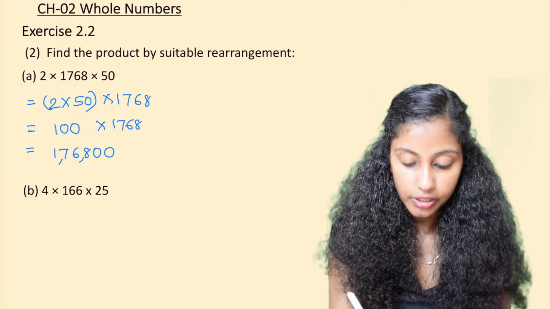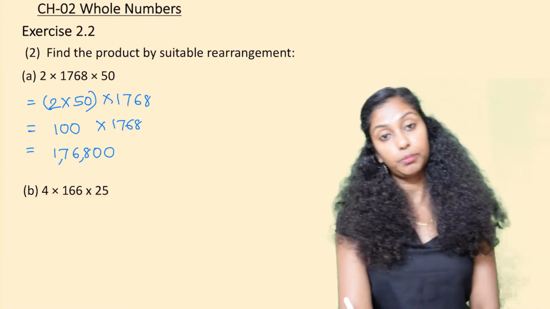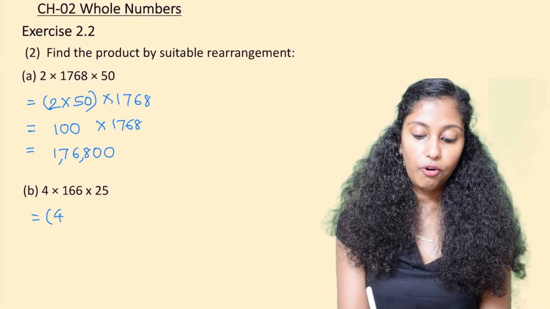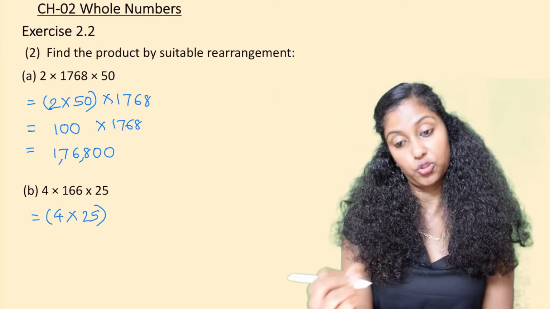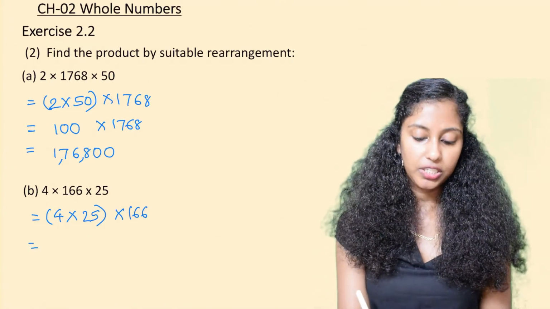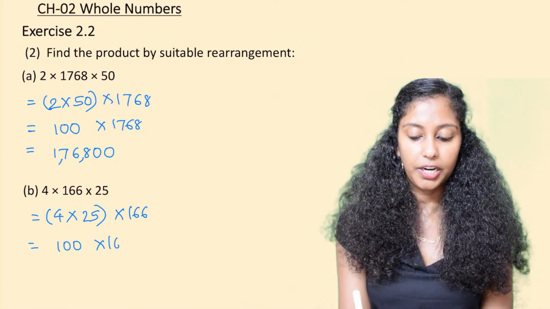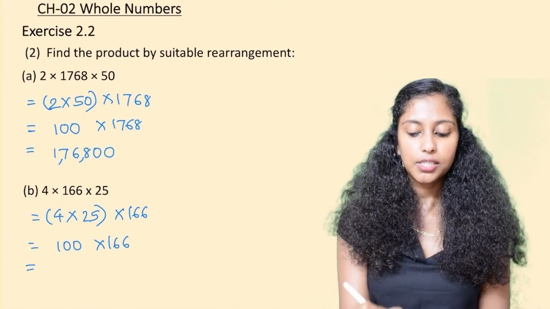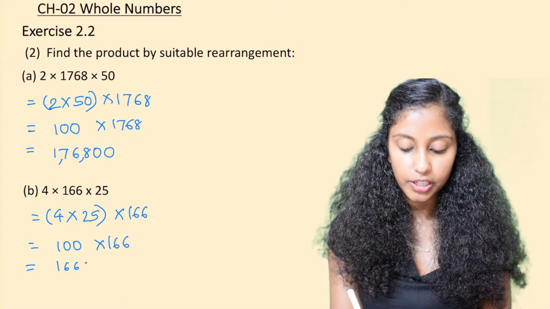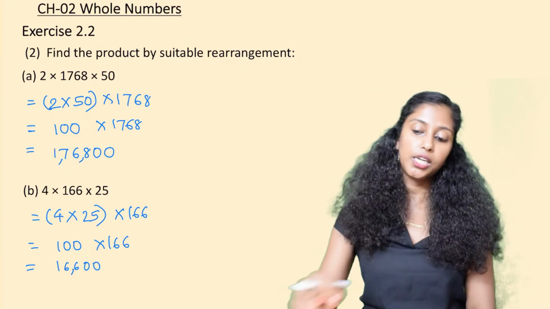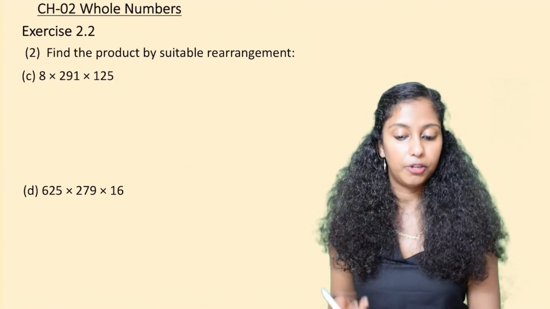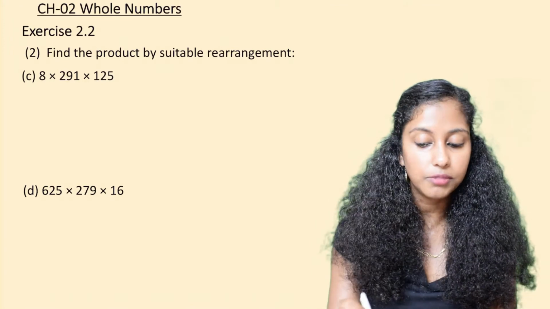Now the next question is 4 multiplied by 166 multiplied by 25. Again, we take 4 and 25 into one bracket, multiplied by 166. 4 multiplied by 25 gives us 100, multiplied by 166. 166 multiplied by 1 is 166, the identity property of multiplication, and then 2 zeros. So this gives us 16,600. Therefore, learning the properties of whole numbers is very important so that we can do these sums easily.